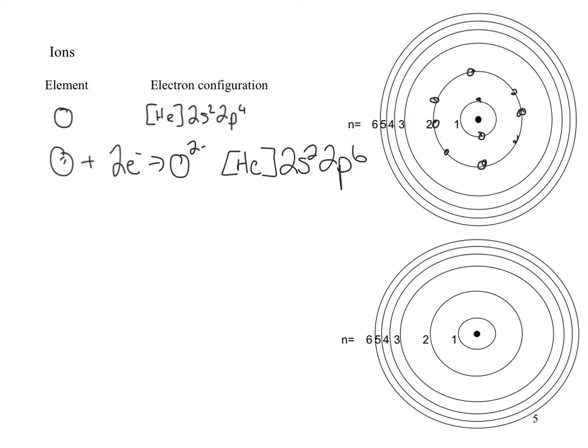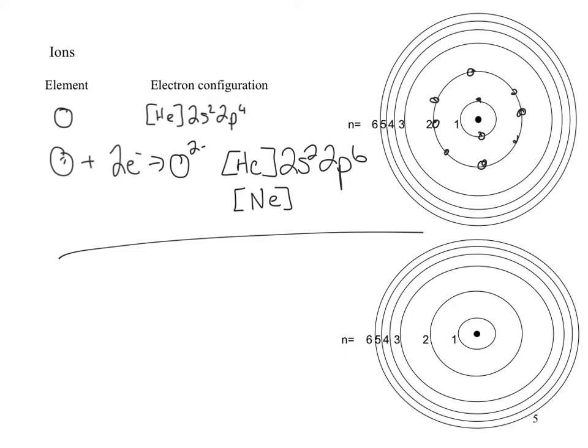And I'm sure somebody out there is going, hey, isn't that the same thing as writing the configuration of neon? And you're right, it is. When oxygen gains 2 electrons, it has the same electron configuration as neon. All right, second example, so that's how you write an anion when you're adding electrons.